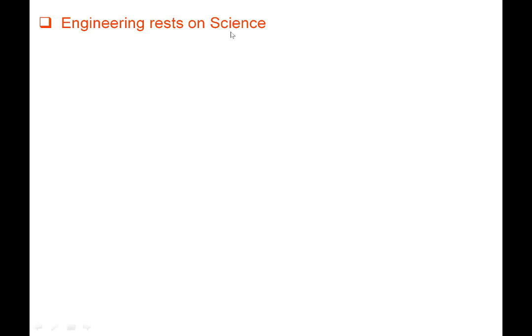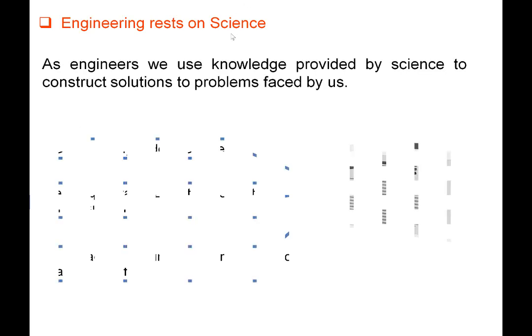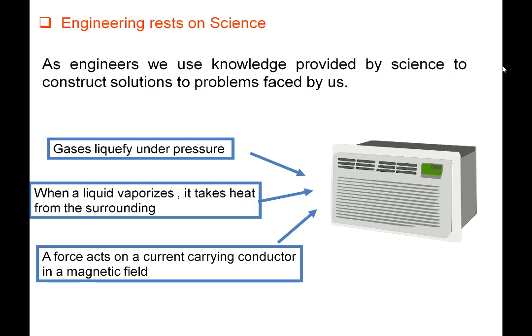Engineering rests on science. We can cite several examples here. We can take an air conditioner. If you're a mechanical engineer interested in designing an air conditioner, we know that the air conditioner is based on all these different principles of science. If you don't understand these principles, that gases liquefy under pressure, and when a liquid vaporizes, it takes heat from the surrounding, then you won't understand the air conditioner. You won't be able to design an air conditioner.